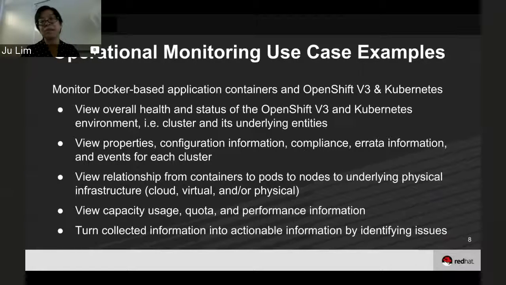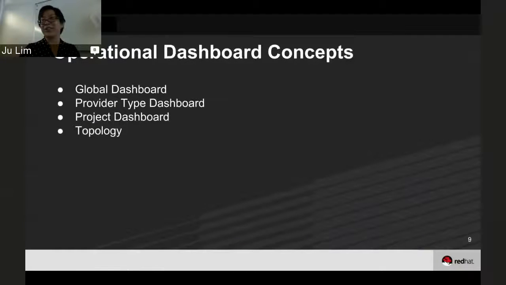And what I mean by that, we're not going to be doing any kind of active management of provisioning or deployments, but rather we're going to focus on taking a look at the health, the status of the OpenShift V3 and Kubernetes entities, the health of the cluster, the state of it, the relationships of it, how a container connects to a pod, to a node, to the underlying infrastructure, utilization type information, and being able to identify issues in the environment. And now I'm going to turn it over to Serena to share with you our prototype.